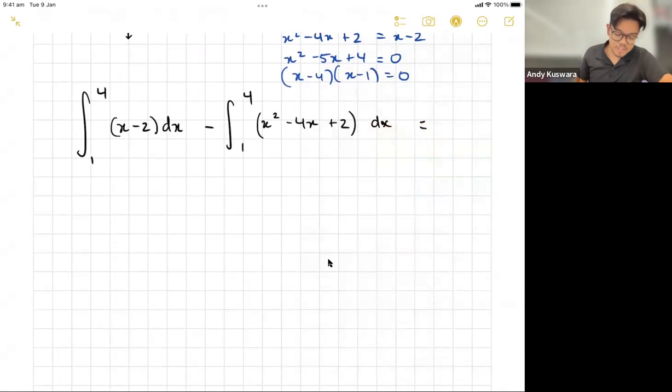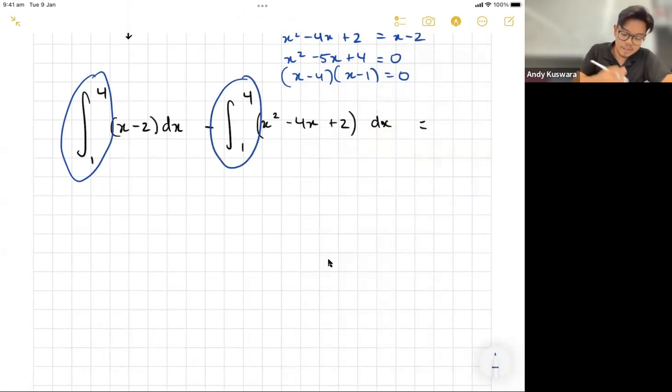Okay, let's do this integration. Now I'm going to do a little bit of a trick here. Because these bounds are exactly the same, I'm just going to write it as if it was one integration. So it's going to be between 1 and 4 of x minus 2, and I'm just going to take away this whole second function, x squared minus 4x plus 2.